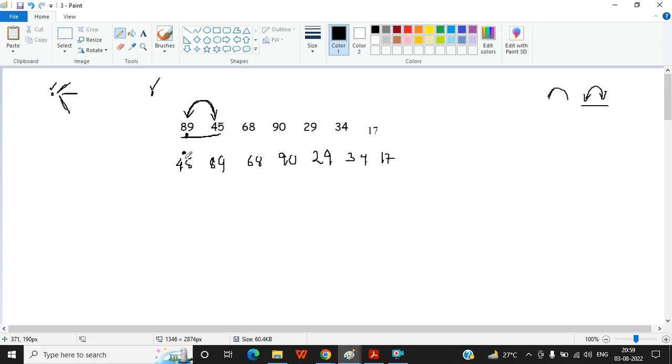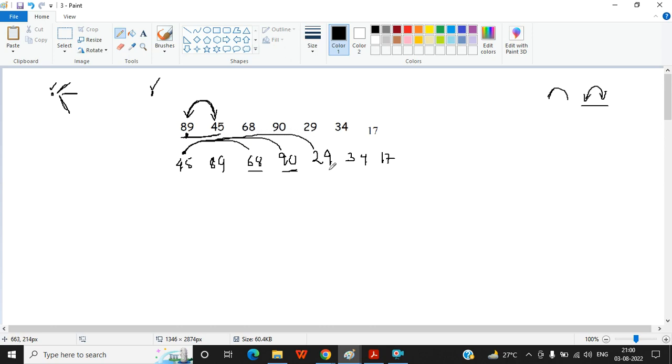Now compare it with the next one. If the latter one is smaller, then interchange. Now tell me, is it smaller than 45? No, it is not smaller, so there will be no changes. Then compare it with this one, 90. Is the latter one smaller? No, it is greater. Then again compare it with this one.